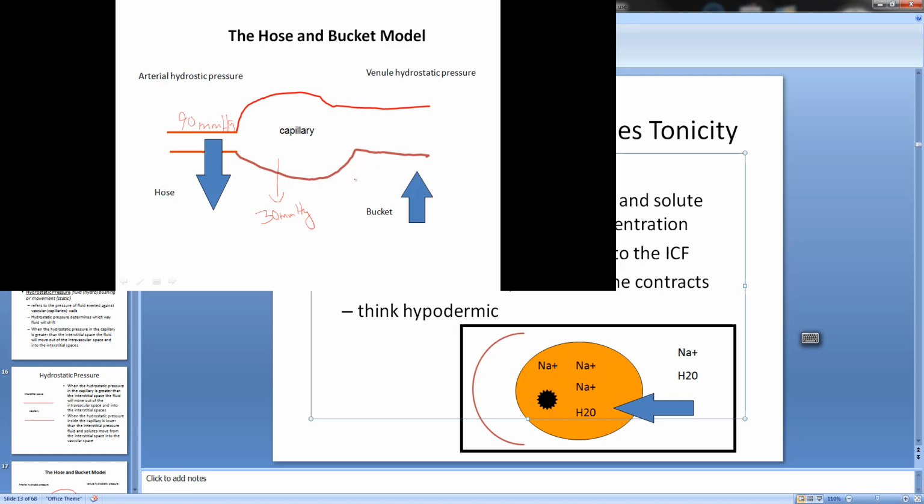And here, the hydrostatic pressure moves fluid back into the space, because this is much lower.